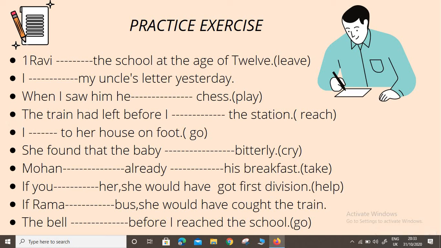So I hope with this video you are able to recapitulate the past tense and the different kinds of past tense, and with the practice exercise it will be helpful for you to use the correct tenses in the past form.